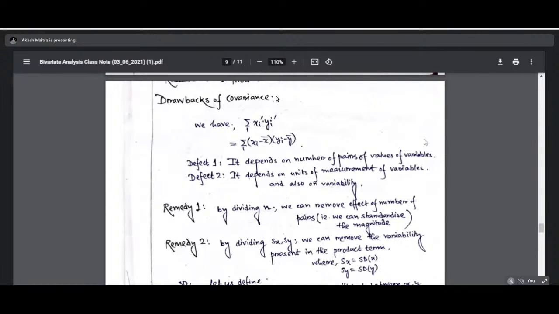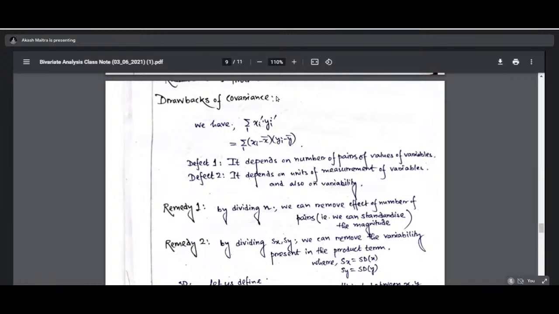So we have to consider it in a unit measurement, like I have to divide it by n, since n is the number of pairs. So remedy one is that by dividing by n, we can remove the effect of the number of pairs. That is, we can consider the magnitude as a standardized version, whether it is 20 or whether it is 200.